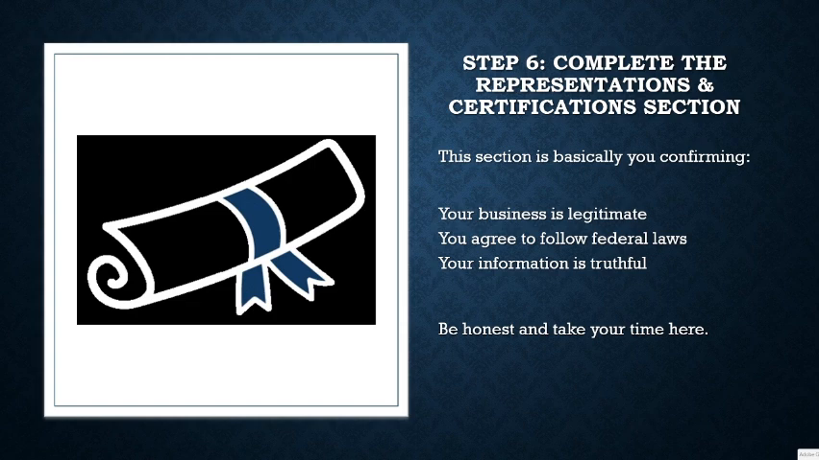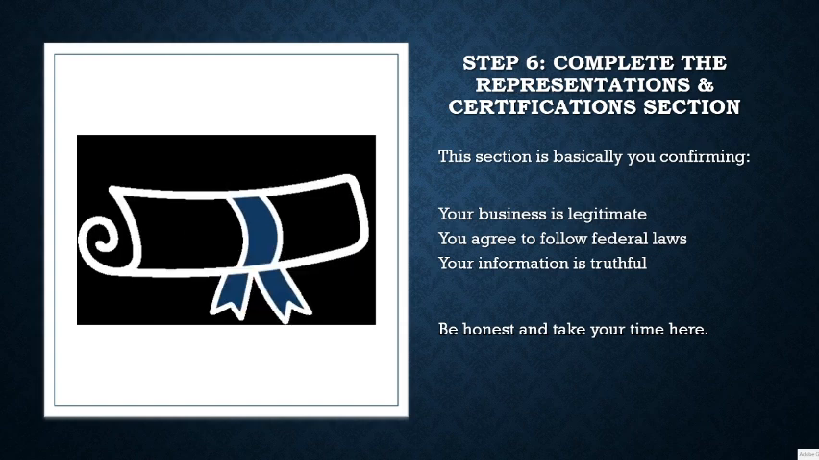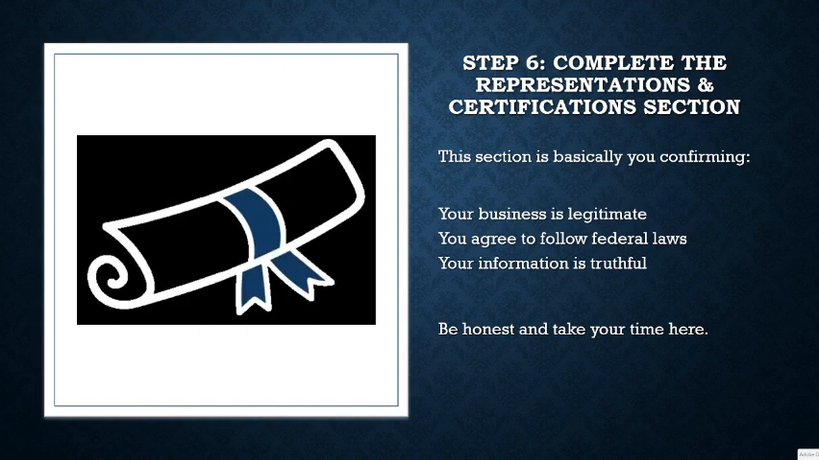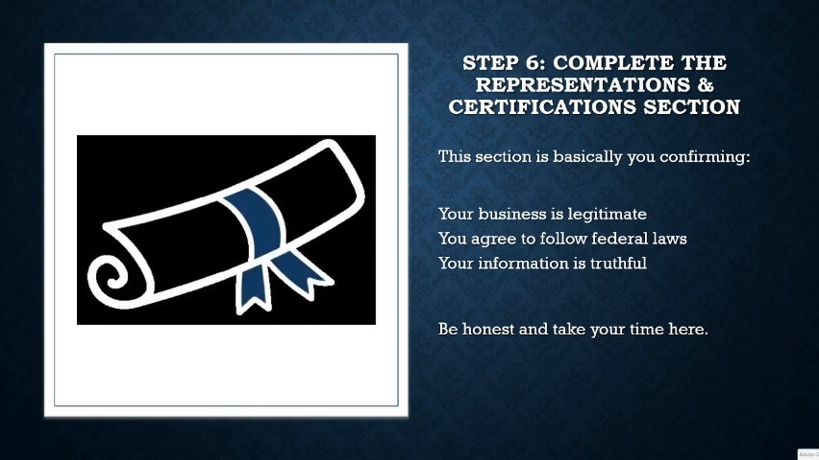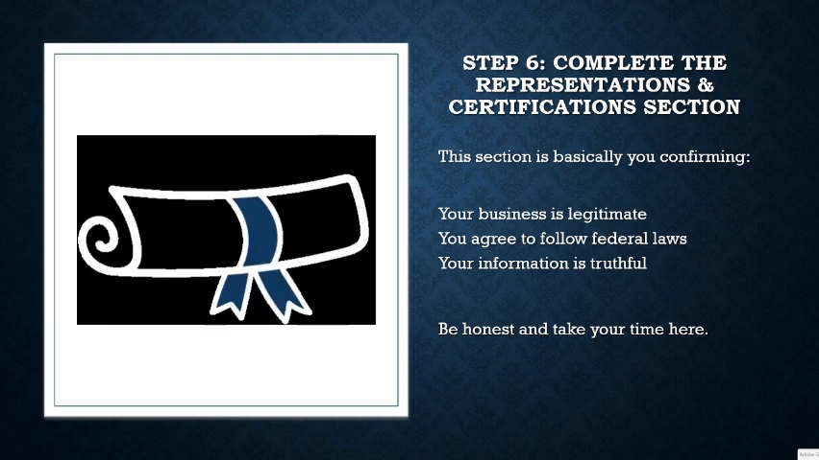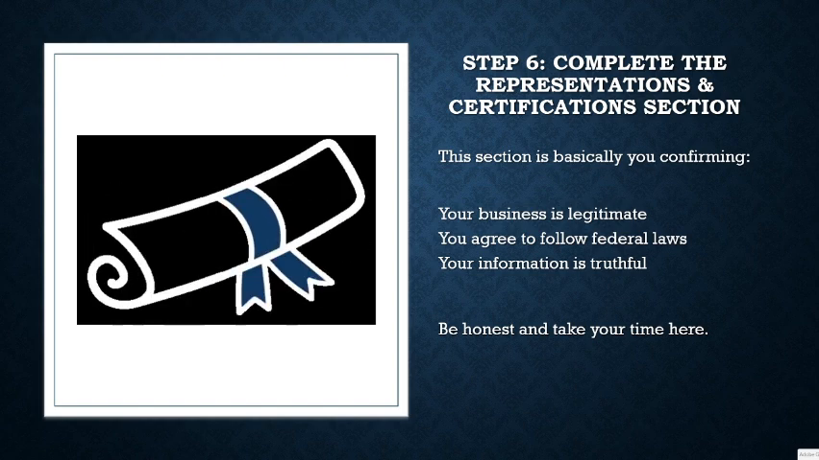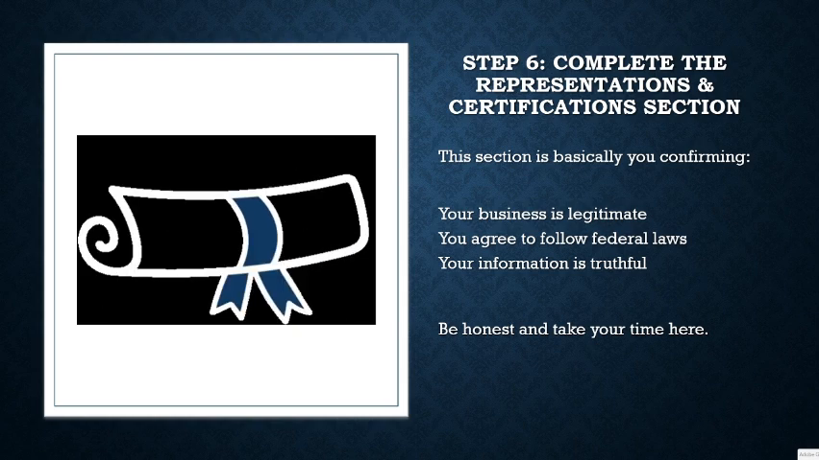Step 6, complete the representations and certifications section. This section is basically you confirming your business is legitimate. You agree to follow federal laws. Yes, you have to follow the federal laws. This is a given. And that the information you entered is truthful. Be honest and take your time here. Don't go lying to the government.